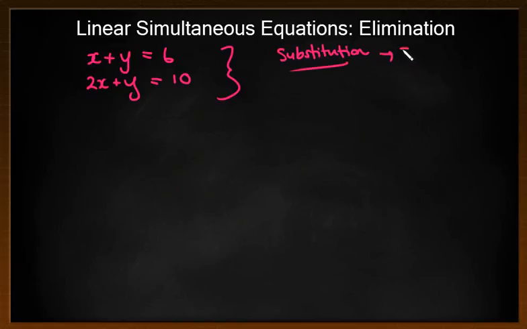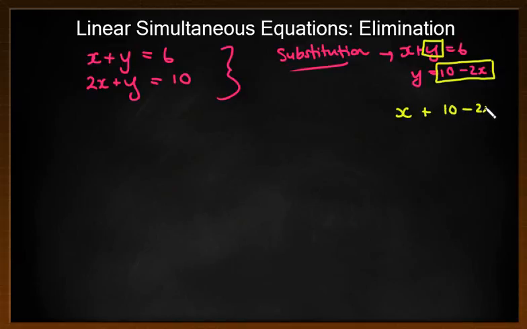Let's say we had x plus y equals 6, but instead of having 2x plus y equals 10, we had y equals 10 minus 2x, where y was the subject. And because of that, we said it was easier to take the y equals 10 minus 2x and throw it in the y above and say that x plus 10 minus 2x equals 6, and then we solve that like we normally would a normal linear equation.